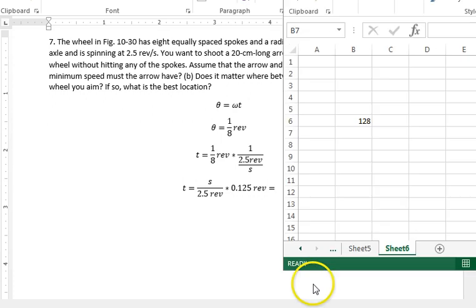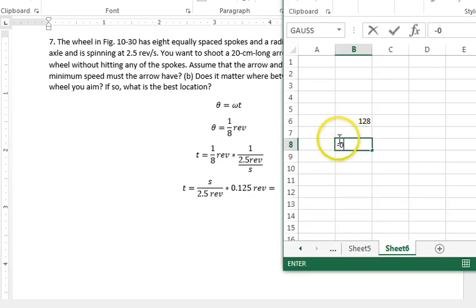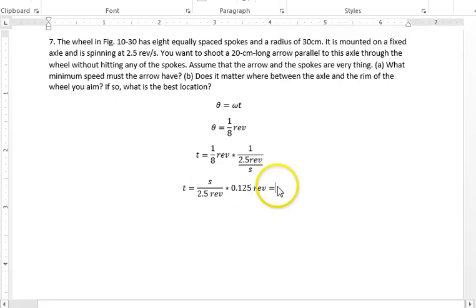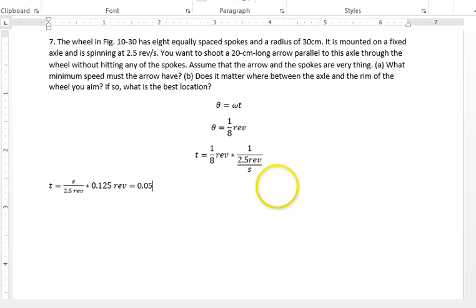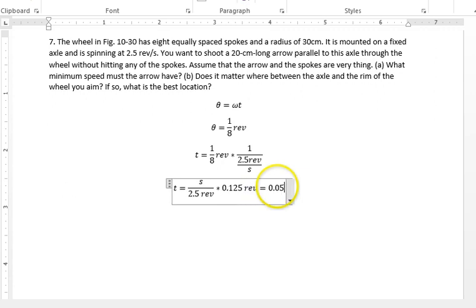And so we have 0.125 divided by 2.5. Oh, I stuck a negative in at the beginning. Okay. So we have 0.05 seconds. 0.05 seconds to get the arrow through.